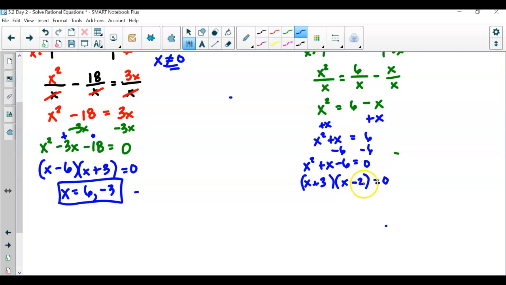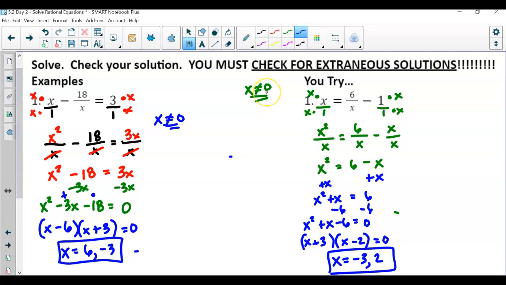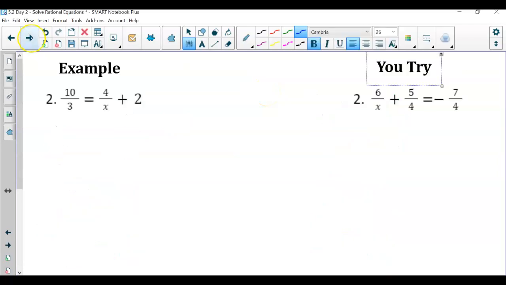+3 and -2. That means x is equal to -3 and +2. And I can box both and say both are a solution because 0 was what makes this undefined. So now look at the second example.